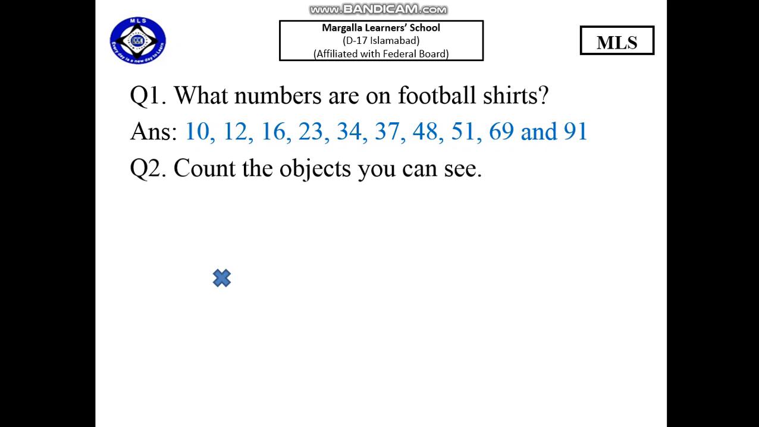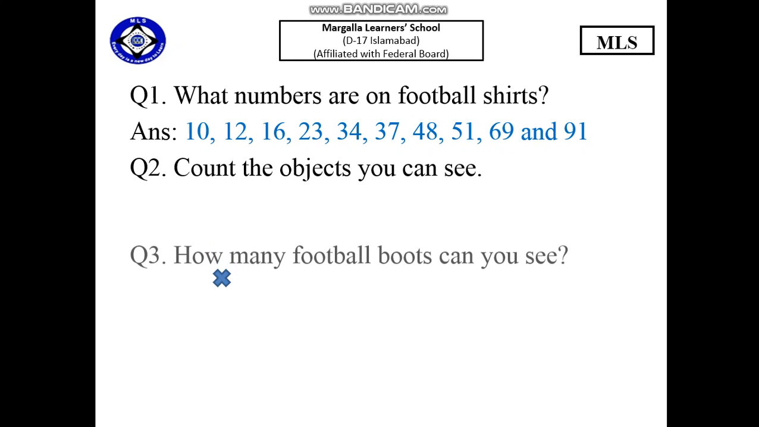Now, the second question is, count the objects you can see. Now, try to do it yourself. Can you see how many objects are there? Try to answer it yourself.